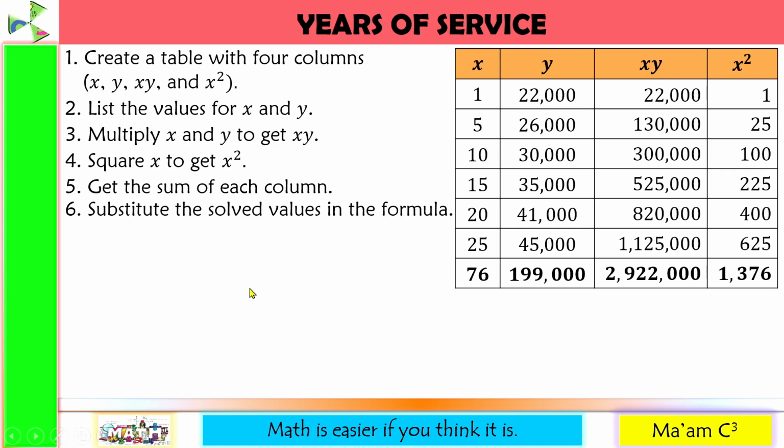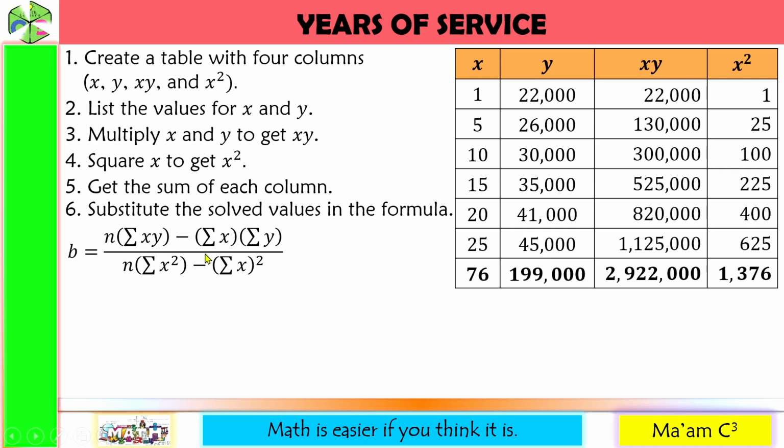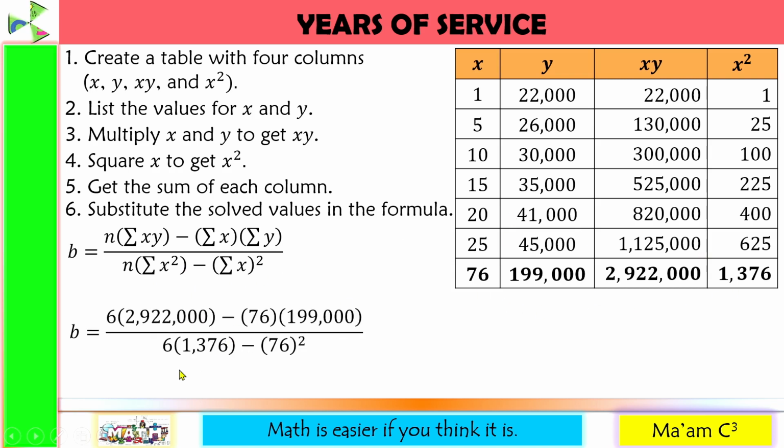Let us have first the formula for b, the slope. So we have n times the summation of xy minus the product of the summation of x and summation of y, all over n times summation of x squared minus the square of the summation of x. Let us substitute our values here. Our n is equal to 6. Why is that? Because we have 1, 2, 3, 4, 5, 6. So our n is equal to 6. The summation of xy, look for the column of xy, and the sum is 2,922,000.